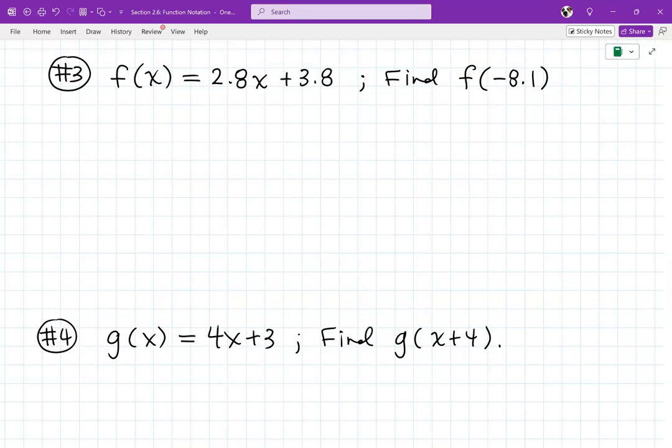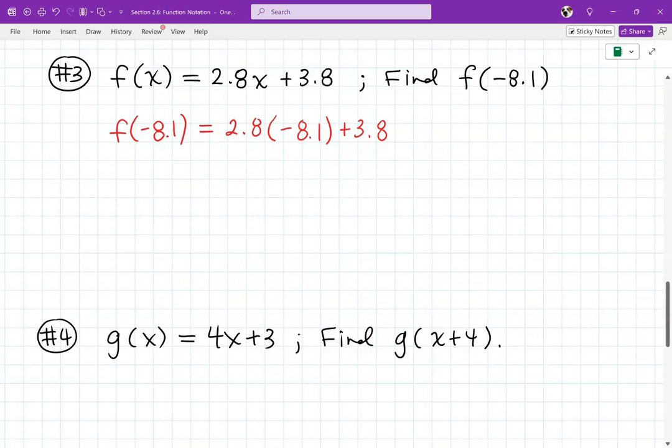So I have f of x is equal to 2.8x plus 3.8. Find f of negative 8.1. And you might want to use, you don't have to, but I'm going to bring out a calculator here, just so we can do this a little quicker. But I'm going to plug in negative 8.1 where the x's are. Okay? So f of negative 8.1 is equal to 2.8 times negative 8.1 plus 3.8.